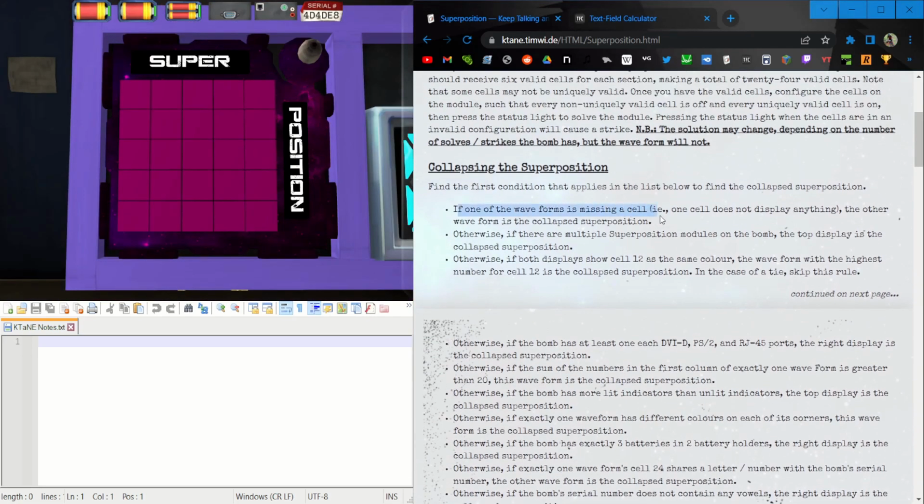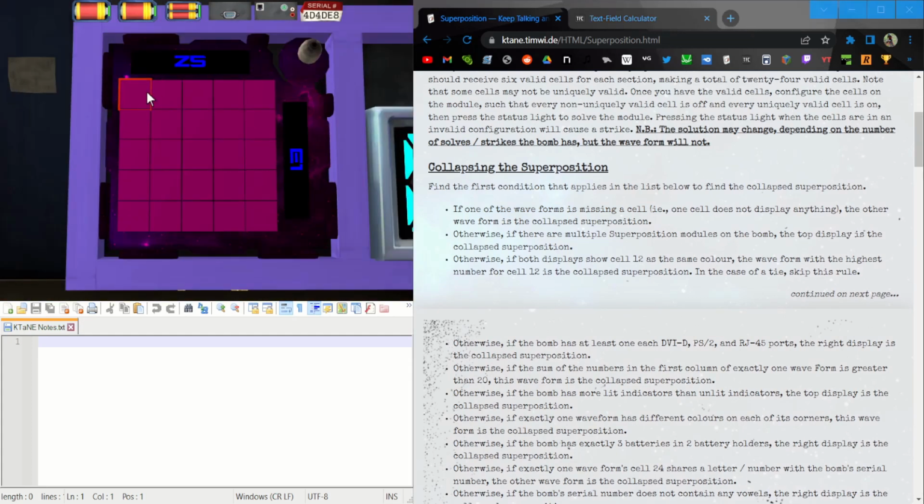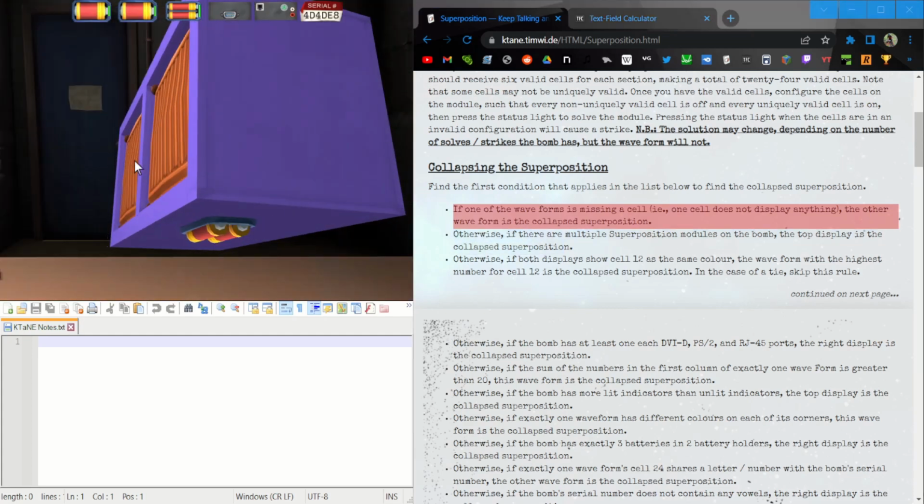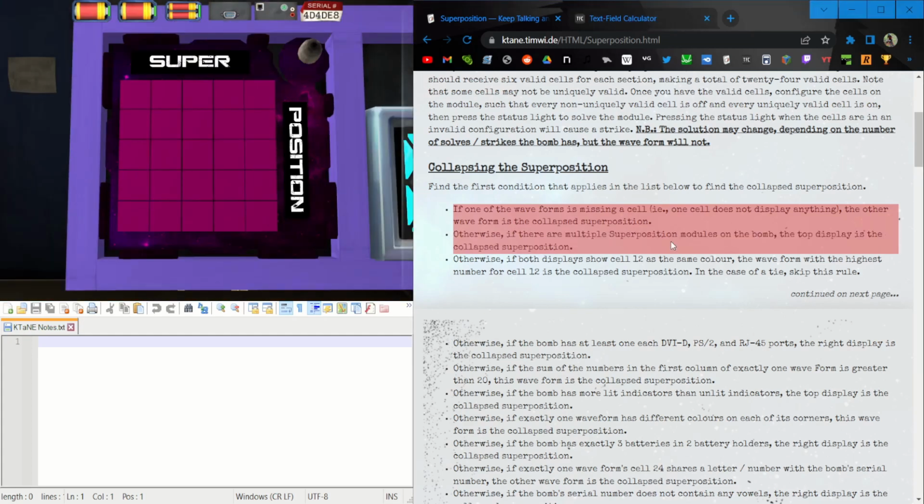So we're going to go through each of these rules in order, and the first one that applies. If one of the waveforms is missing a cell, let's take a look. So let's highlight and see if any of these is completely blank. Nope, they're all displaying some information. If there are multiple superposition modules, well, this is a one module bomb, so in this case, no.